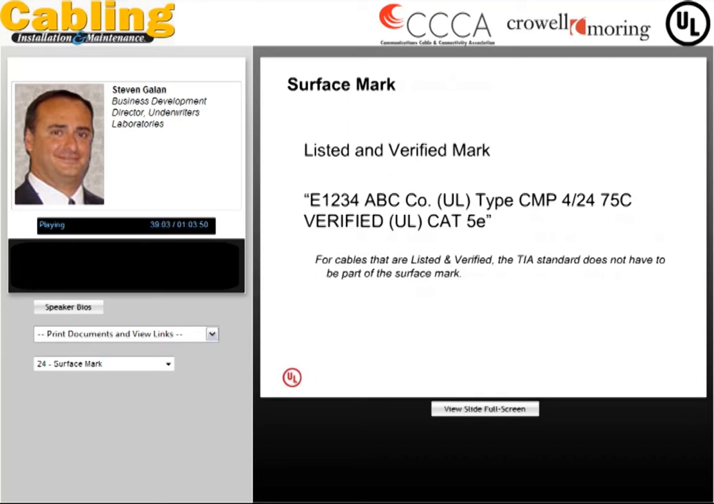The information does not necessarily have to be in the exact order, but a properly surface printed cable would have a company's file number or E number, as it is commonly called, and or the company name. The UL in parentheses, which is called the UL symbol, and then the type designation. In this case, we have a type CMP, 4-pair, 24 gauge, 75 degree C rated cable. If the cable has also been UL verified for performance, then as you can see, the words verified, UL in parentheses, and the category level which was verified, in this case, category 5E.